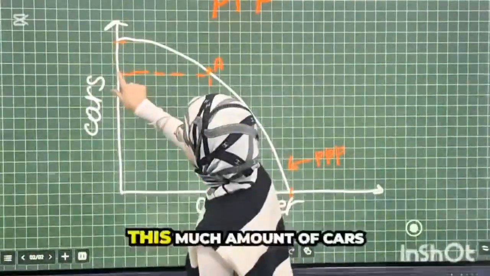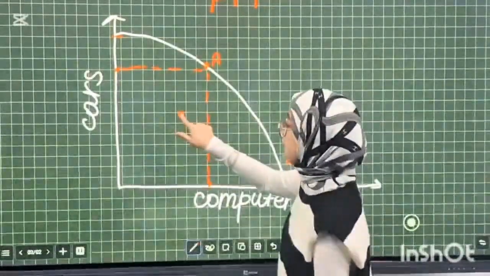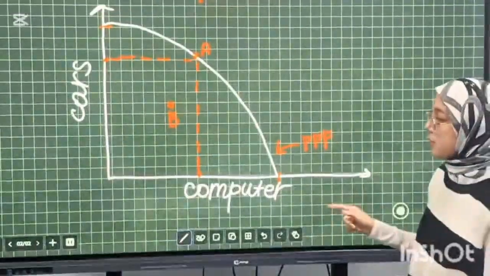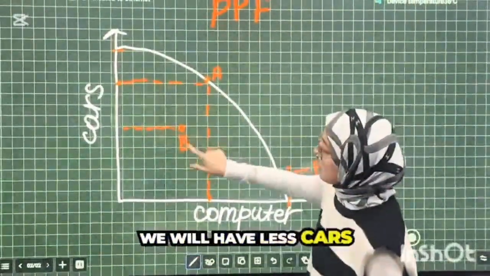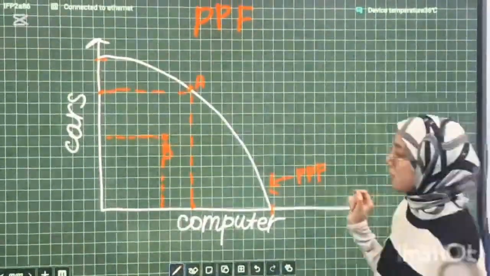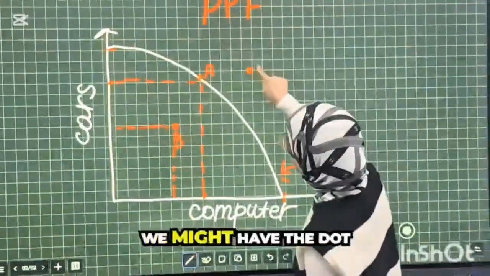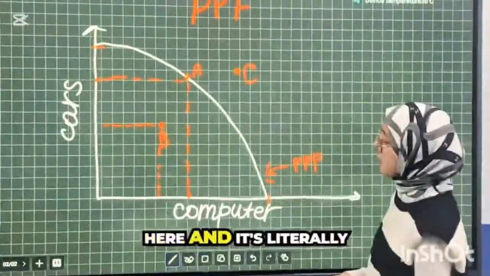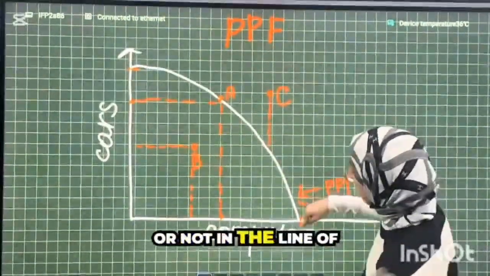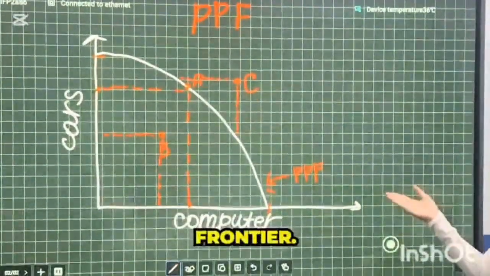Let's say we can produce this much amount of cars and this amount of computers. We can actually have a point right here. It's also possible, but it's going to be ineffective because we will have fewer cars and fewer computers, but we will put in the same input. So that's why it's called ineffective. We might have a dot here, and it's literally impossible to reach because it's not inside of it or not on the line itself. So basically, it's all about the production possibility frontier.